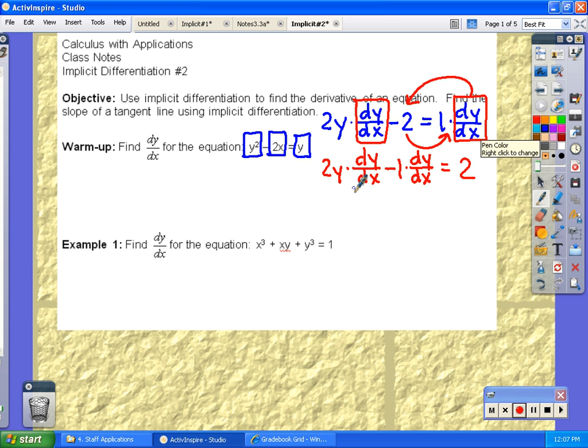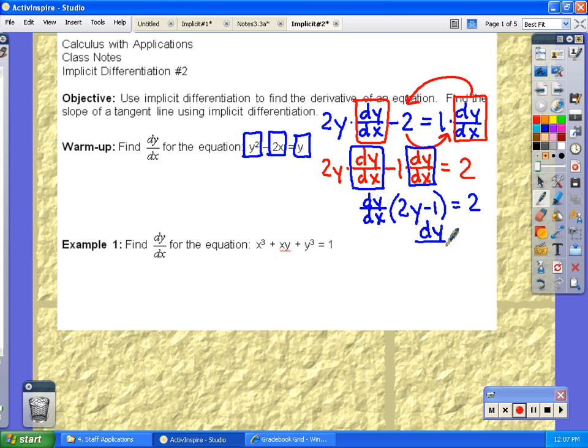Since you have two terms that involve the dy over dx, you need to factor that out. So I'm going to factor out a dy over dx from both terms, and the remaining factor is 2y minus 1. And the last step would be to divide both sides by 2y minus 1. That's your final answer.